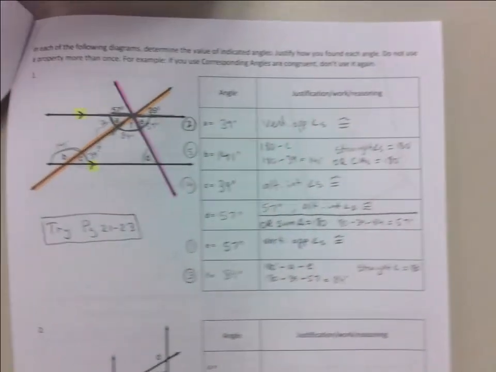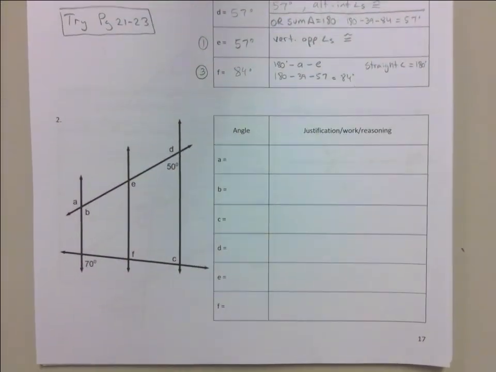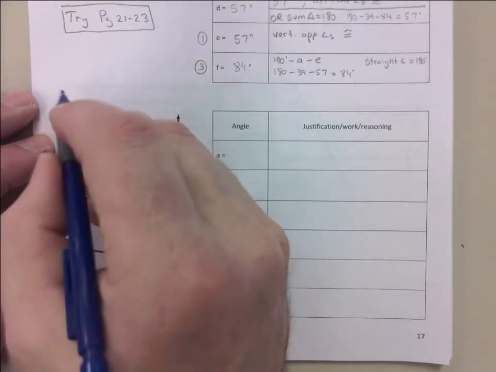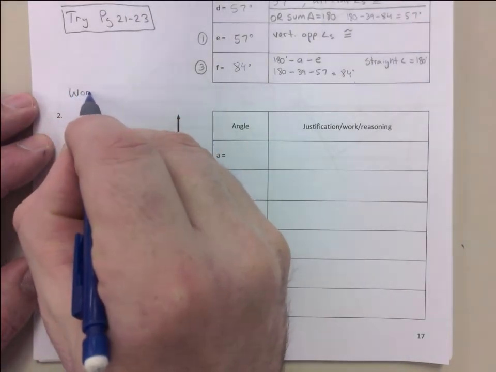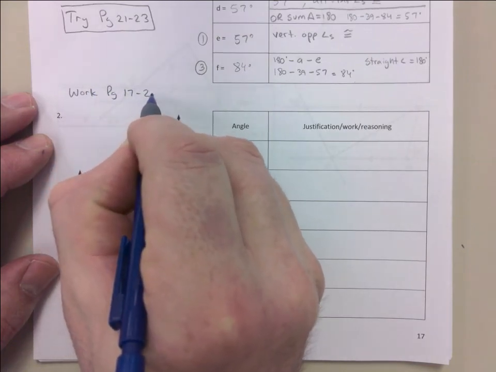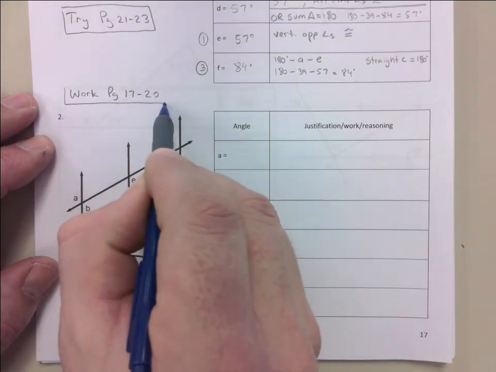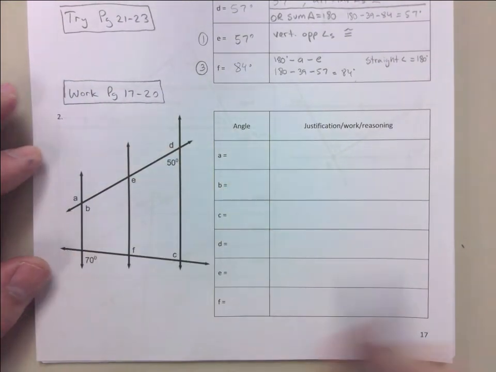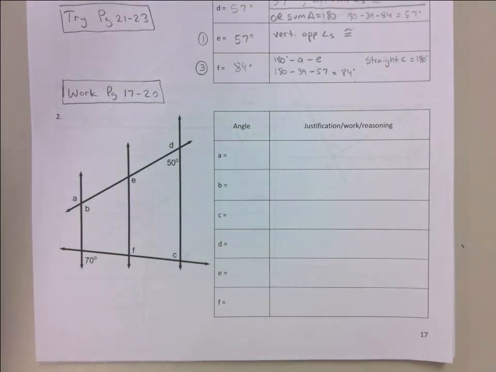We're gonna go to 17, the bottom one here. So I want you to work on page 17 to 20 for now. We'll see how that goes. Now just make sure you stay on task, and then we'll continue on, okay?